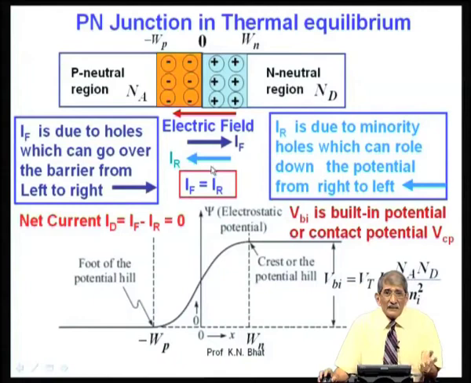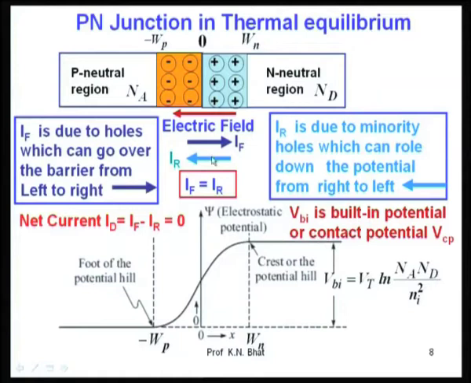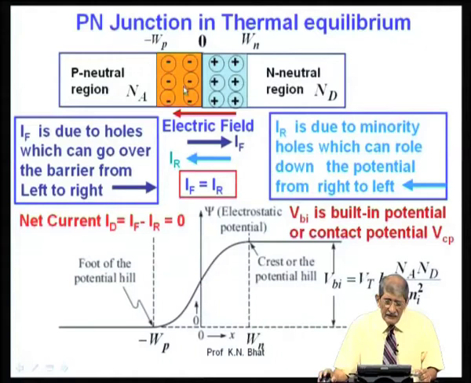Okay. What is the consequence of this built-in potential V_BI, or contact potential V_CP? Both terms are used interchangeably. What is the consequence of this? The consequence is that electrons tend to move from the right side to the left because of the concentration gradient. Now, notice the electric field has built up here from the right side to the left side because of the transfer of electrons, leaving behind plus charges on the right side and making this side negatively charged.